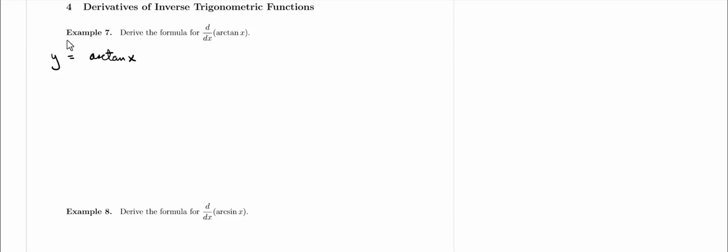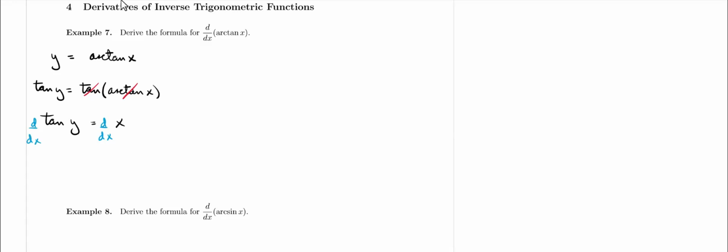So if we have y as the arctangent of x, then I'm going to take the tangent of both sides to get rid of the arctan. So now that we've gotten rid of the arctan, we have that tangent of y is equal to x. And here is where the implicit differentiation comes from. I'm going to take the derivative of both sides with respect to x, which will give us the following.